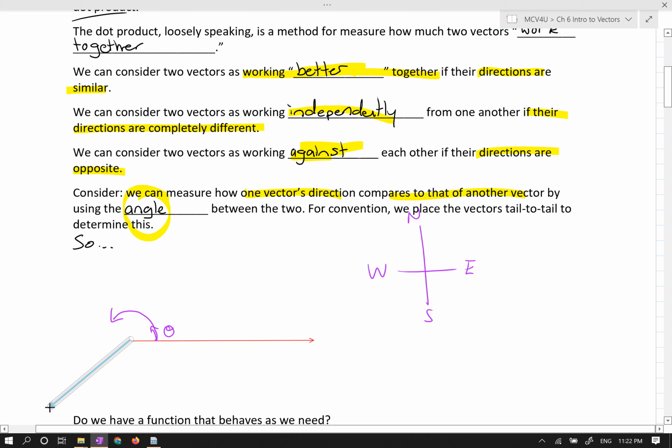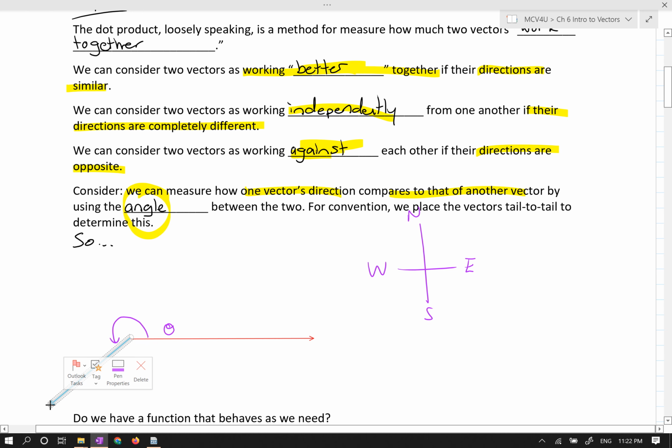Here, I would say that my two vectors are still working against each other. We would say that these two vectors are still working against each other because there's no overlap. One is going southwest, the other is going east.